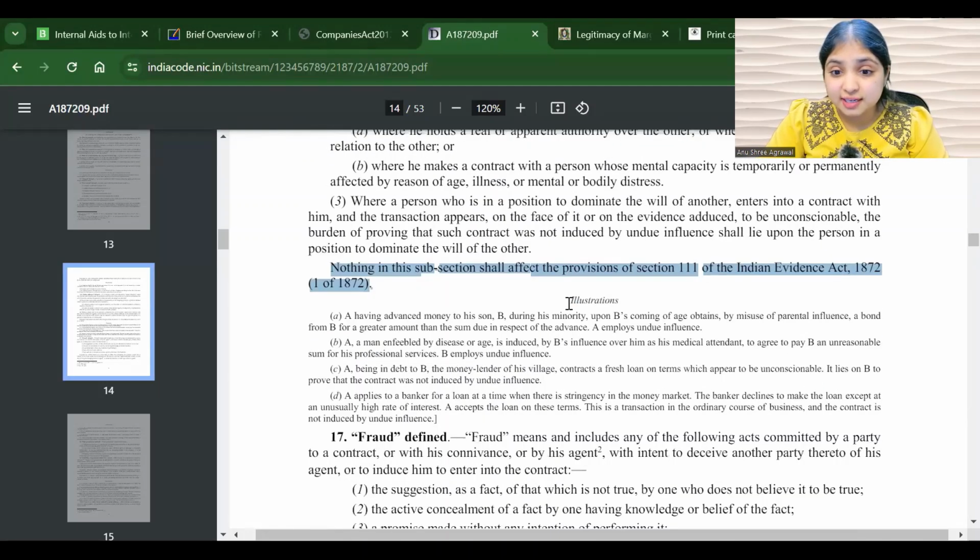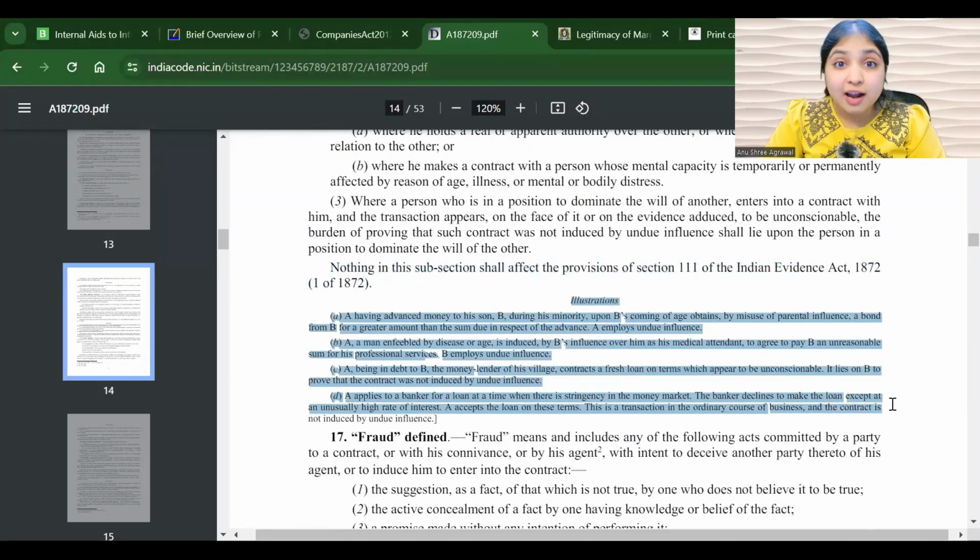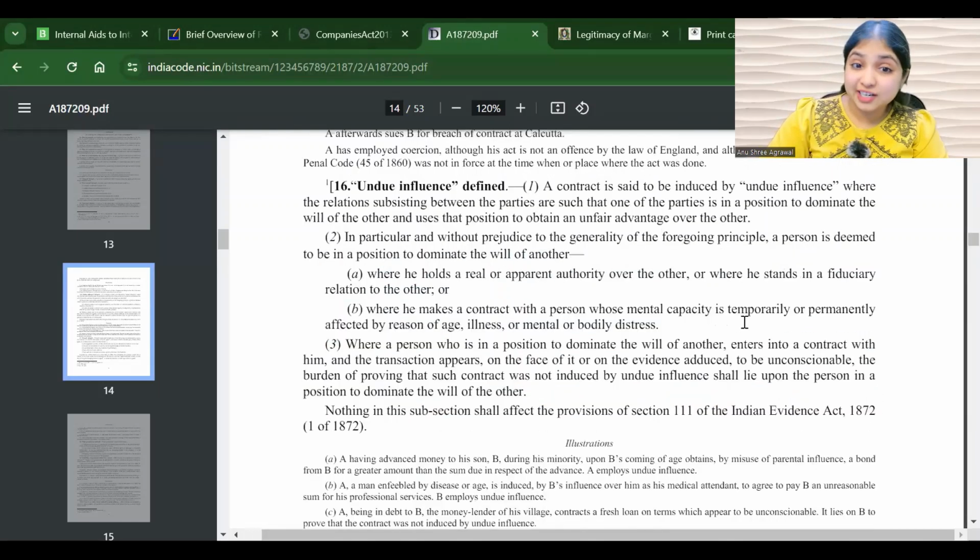After section 16, illustrations are given. Now, are these illustrations a part of section 16? No. Section 16 started here and ended here. So these illustrations are not a part of the section. The illustrations are given after the section, so illustrations are not a part of section 16.